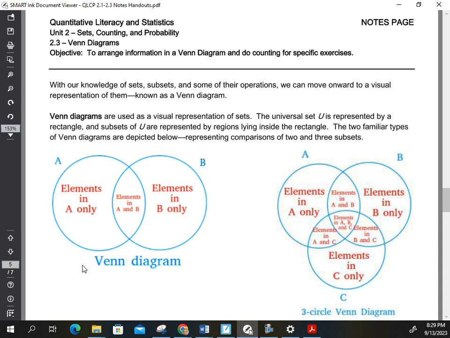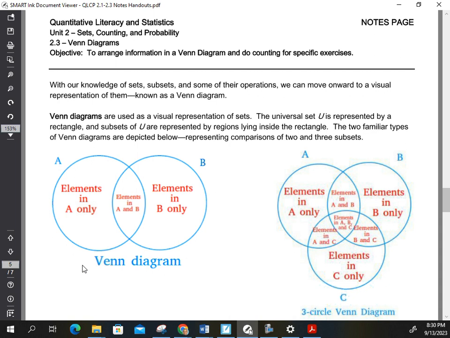This is your video lesson of section 2.3, looking at how to work with a Venn diagram. So we are taking what we know about sets and how to count and things of that nature and applying it to a Venn diagram. A Venn diagram is nothing more than a visual representation of a set. We use circles to represent the actual sets, and then the elements of the set, or the number of elements for that set, will go inside of the circles.